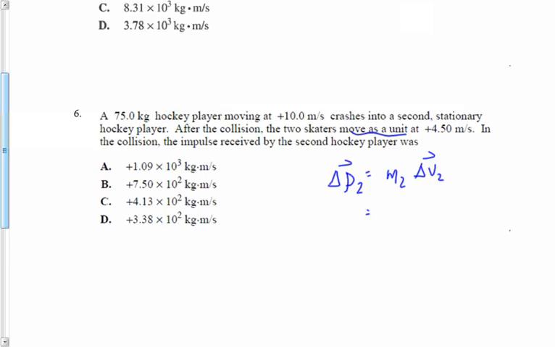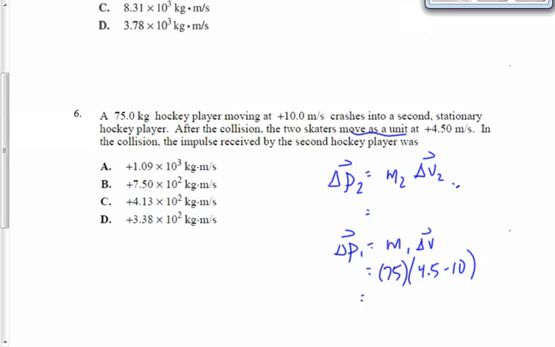So let's calculate the impulse experienced by object number 1. When we do that, it should be opposite in direction, but equal in magnitude to the impulse of object number 2. M is 75 times 4.5 minus 10. Well, that works out to be C, 413, or 4.13 times 10 to the 2.